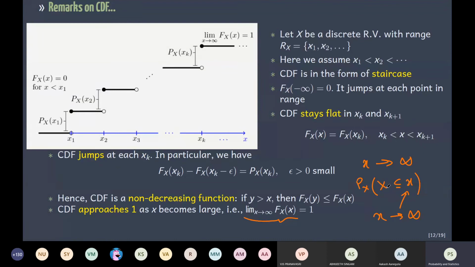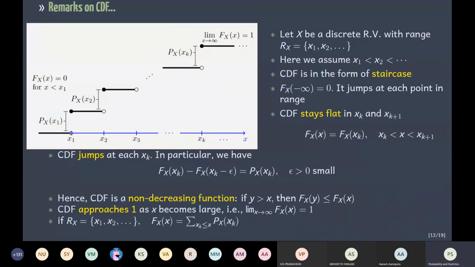So as x tends to infinity, the set {X less than or equal to x} will become the sample space. It will cover all possible cases, and hence the probability of this will be the probability of the sample space, the probability of all possible outcomes, because you are allowing all possible outcomes. So it will become 1, because no event will be left out as x tends to infinity. So that will become the sample space, and hence it will become 1.